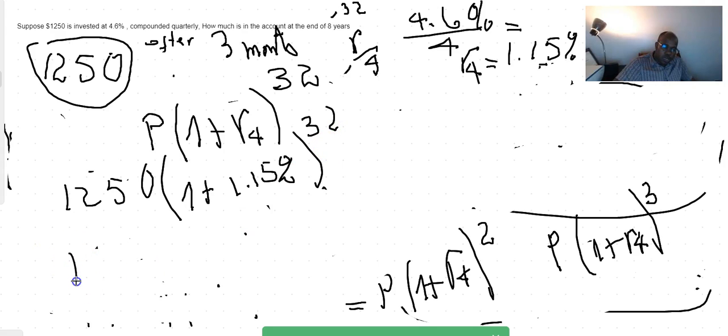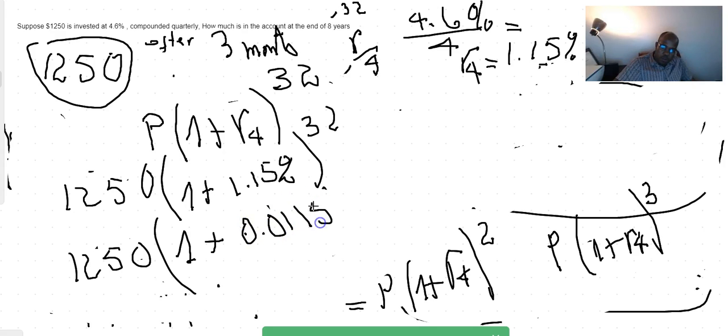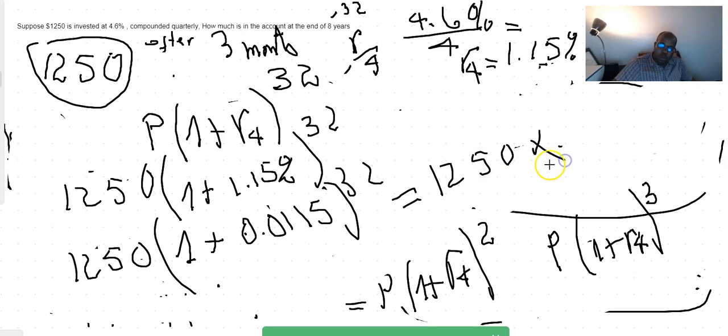So it's going to be 250 times this, which gives me 1 plus 0.0115 to the power of 32. So I'm going to have 1250 times 1.011 to the power of 32.